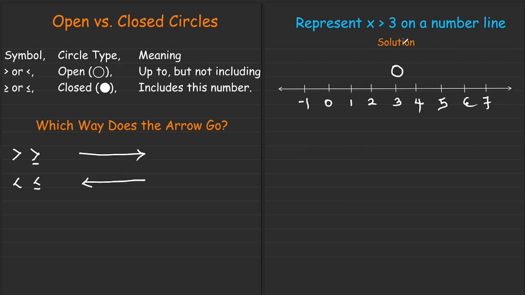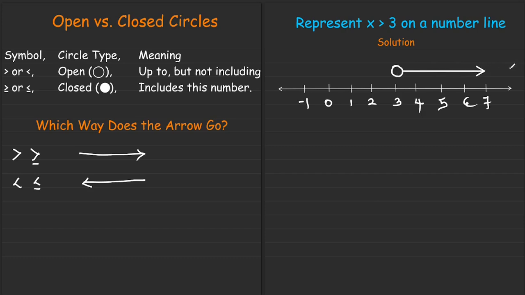And then in what direction am I pointing my arrow? Take note, we said for greater than and greater than or equal to, the arrow always points right. Then for less than and less than or equal to, the arrow always points left. So just consider the signs. So it simply means my arrow is going to point to the right. So I'm going to put that here.